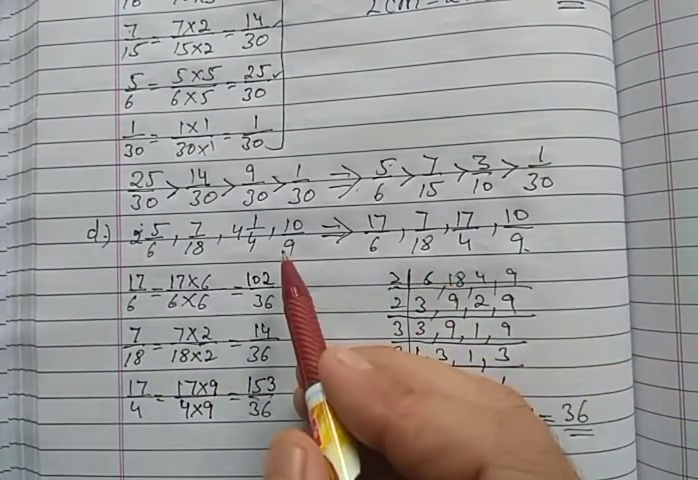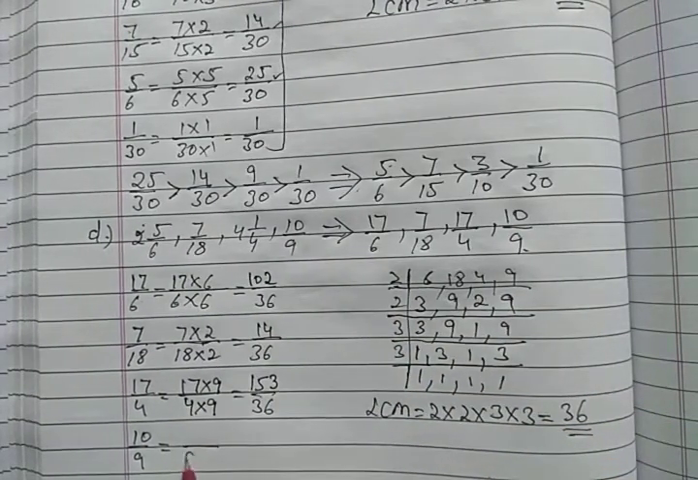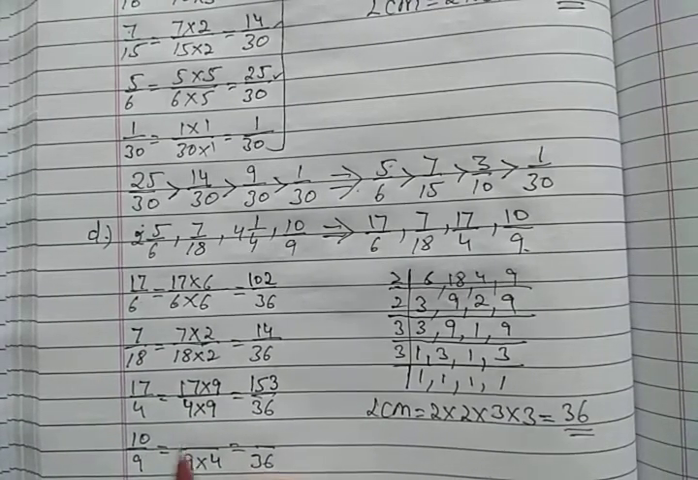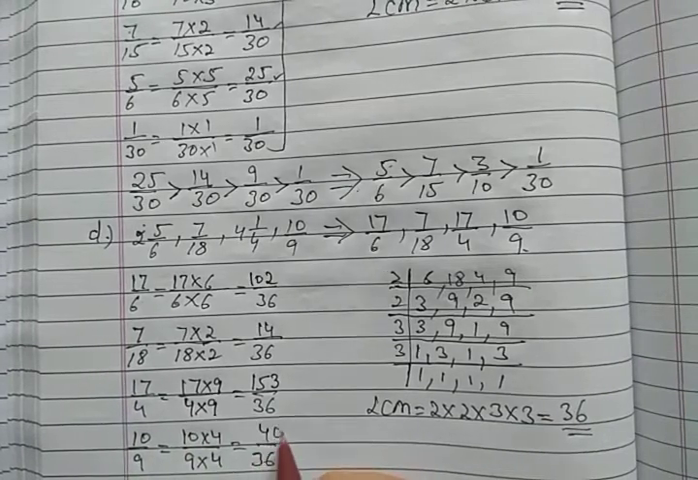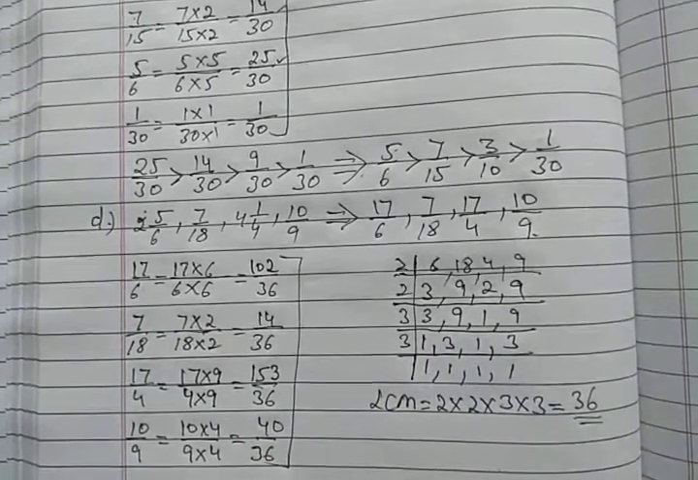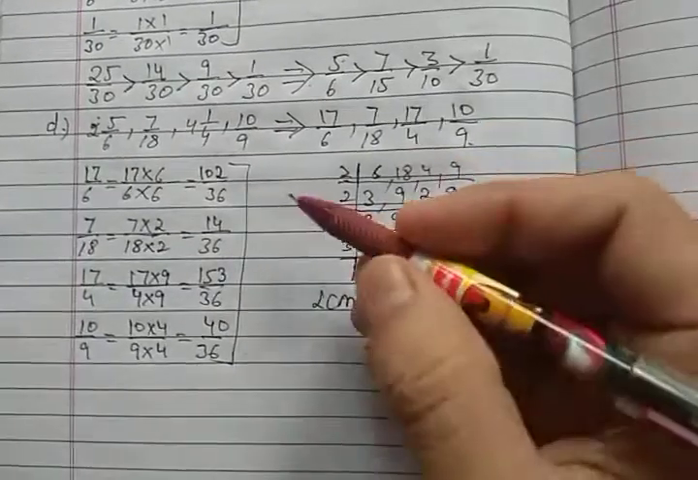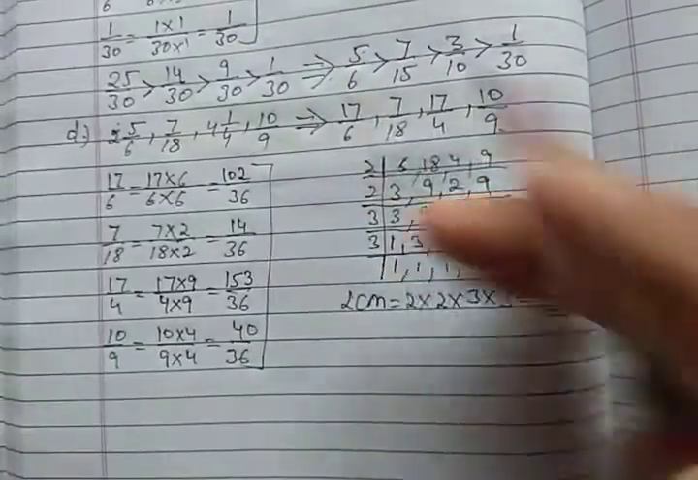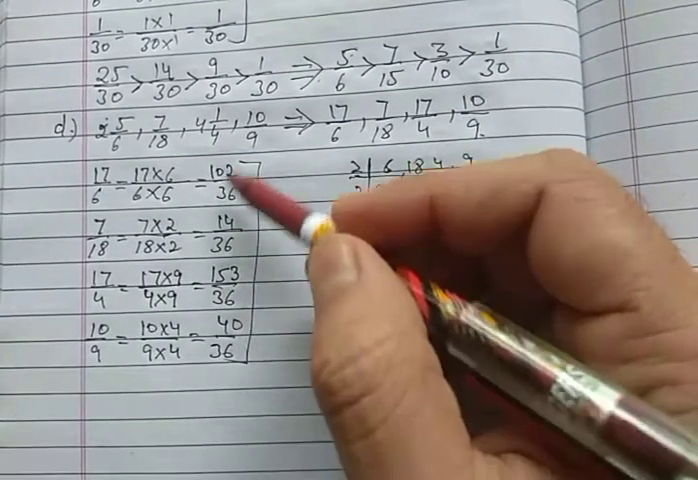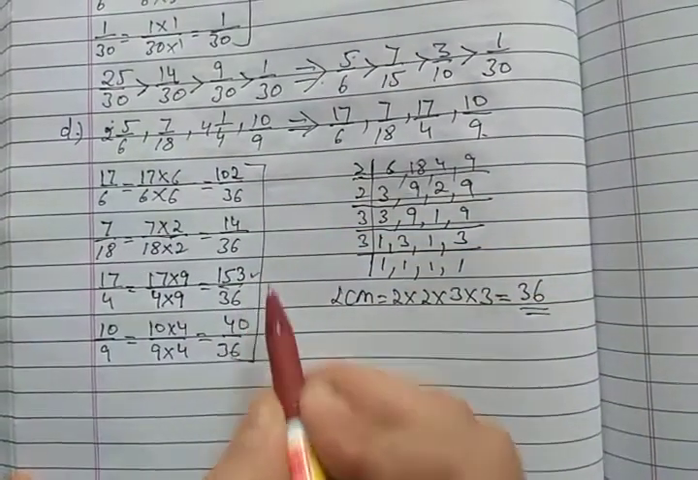And next is 10 upon 9. So we will multiply 9 by 4, since 9 fours are 36. So we will multiply 10 by 4. So 10 fours are 40. Now all these fractions are like fractions. So we have to compare them by seeing the numerators. So here, which one is the greatest? 102, 14, 153 and 40. So 153 is the greatest one.